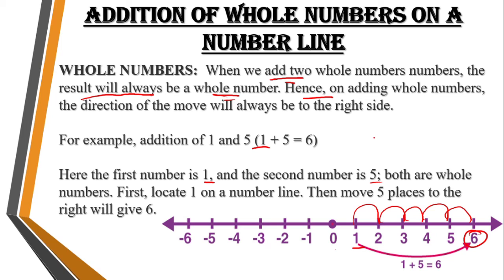So in normal addition also, while adding 1 plus 5, we will get 6, and while adding on a number line also, we will get 6. So like this, we do addition of whole numbers on a number line. While adding whole numbers on a number line, we move towards the right. That's it.